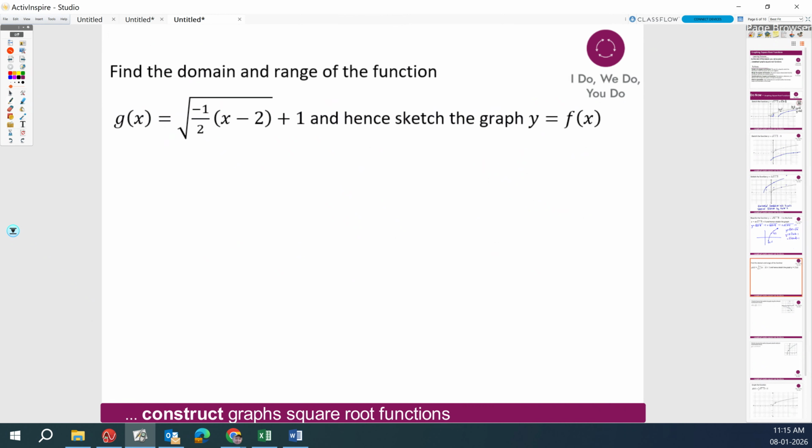Let's have a look. Find the domain and range of this function.